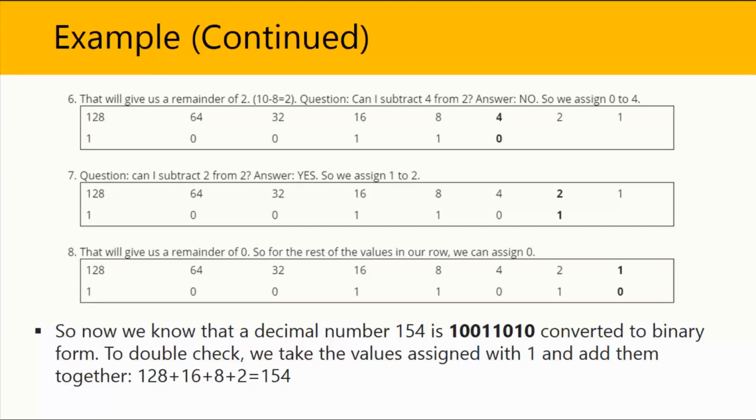Just remember this too, that you will always take the remainder of the values. Step 7, you ask the question, can I subtract 2 from 2? The answer is yes. So we assign 1 to 2. And we will have a remainder of 0 left. So the rest of the values in the row, we can assign 0. So now we know that the decimal number 154 is 10011010 converted to binary form. To double check, we take the values assigned with 1 and add them together. So 128 plus 16 plus 8 plus 2 is equal to 154.